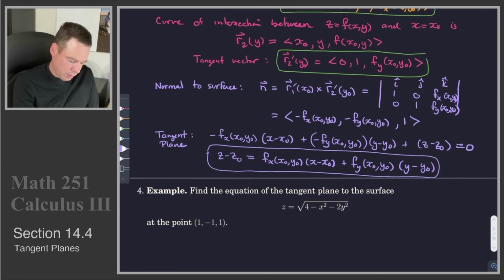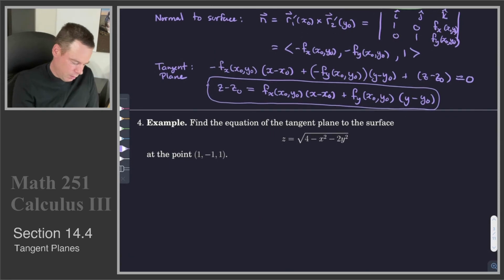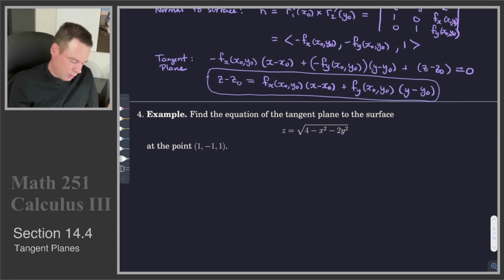So let's do an example where we calculate the tangent plane. So we want to find the equation of the tangent plane to this surface at the point (1, negative 1, 1). So let's call this something. Well, first I'll write it out as 4 minus x squared minus 2y squared, and I'll put it to the power of a half. That way when I go to differentiate it, I can use the power rule. We'll call this thing f of x, y. So what are we interested in? To get the tangent plane, we need to know the x partial.